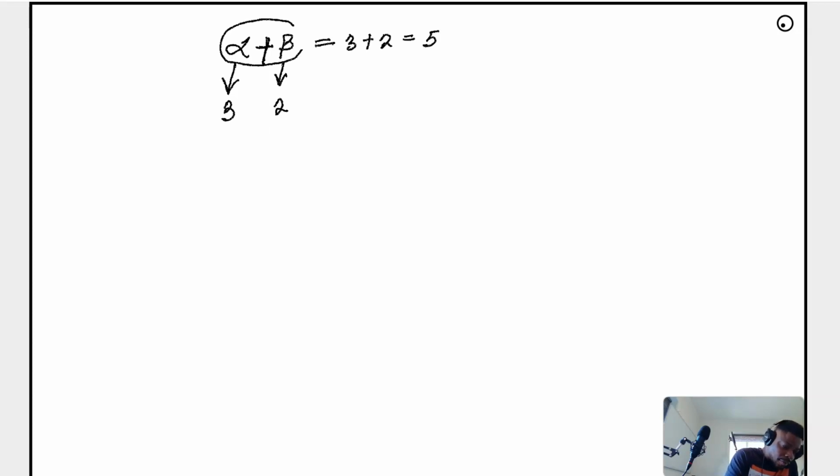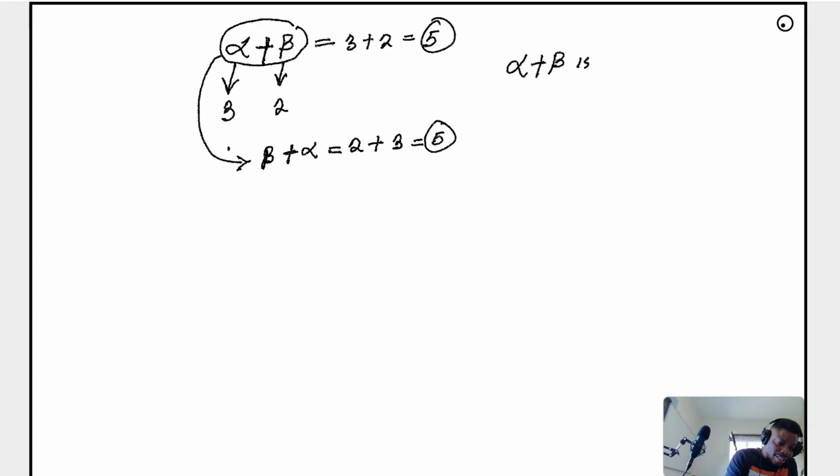Now, this alpha plus beta, if I interchange, meaning beta plus alpha, okay, I change it. So will I still get 5? What is beta? Beta is 2. What is alpha? Alpha is 3. So I'm still getting 5. So it simply means alpha plus beta is symmetric to beta plus alpha. So they are symmetric functions.